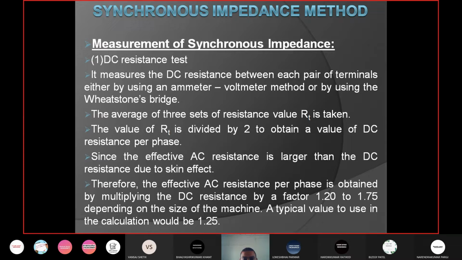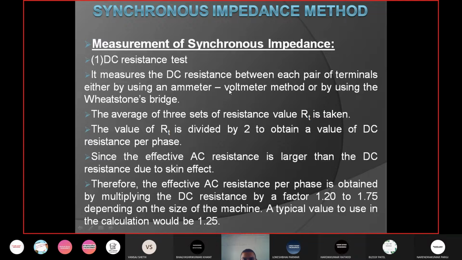Since the effective AC resistance is larger than the DC resistance due to the skin effect, the effective AC resistance per phase is obtained by multiplying the DC resistance by a factor of 1.20 to 1.75, depending on the size of the machine. Typical value is 1.25. So what do we have to do?